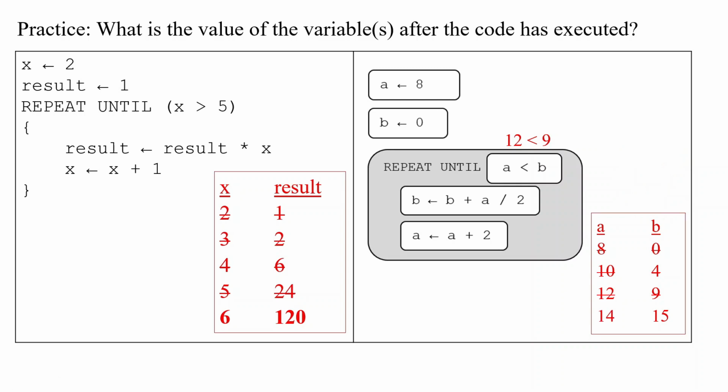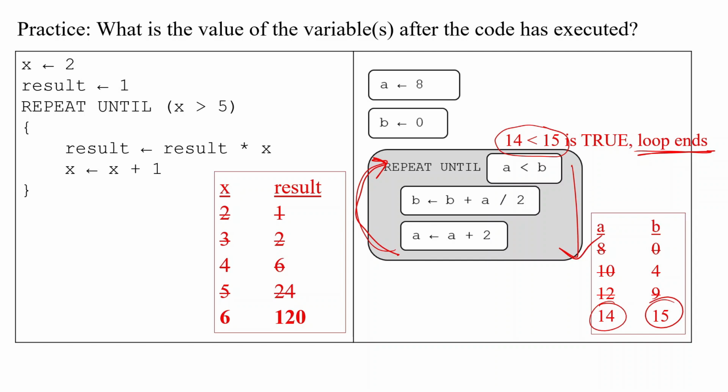And then I add 2 to A, and then I check. Is A less than B? It is finally true. 14 is less than 15. And because it's true, the loop ends at that moment with A being 14 and B being 15. So even though you go back up at the end to check your condition again, do not go through the code. As soon as the condition is true, the loop is going to end with that repeat until.